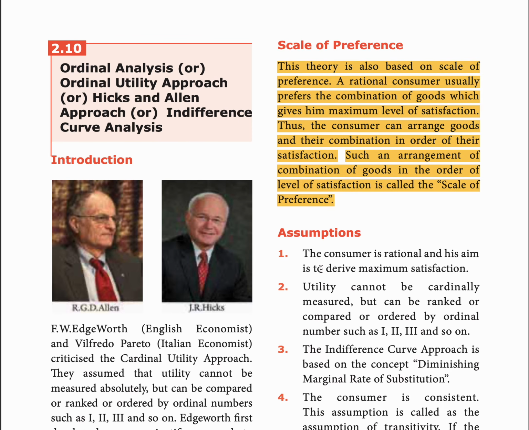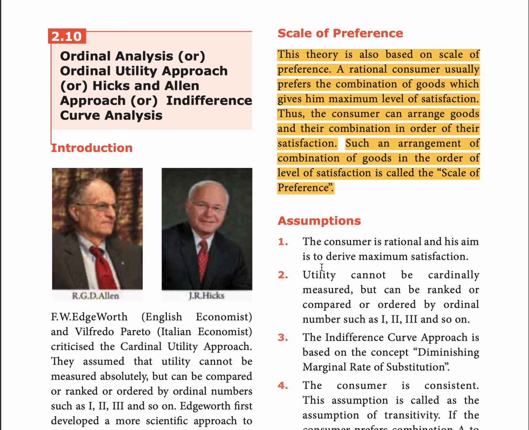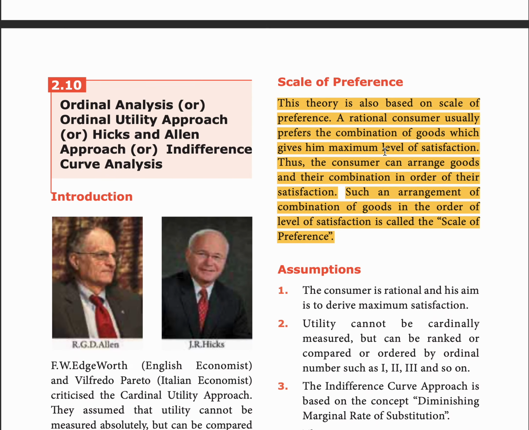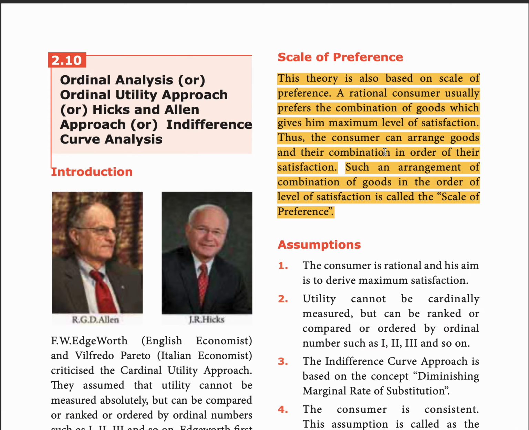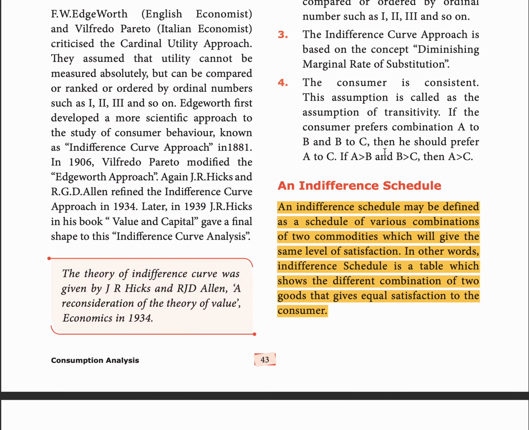Now, friends, another topic is ordinal analysis, the ordinal utility approach. We will understand what is scale of preference. This theory is also based on scale of preference. A rational consumer usually prefers the combination of goods which gives him the maximum level of satisfaction. Thus, the consumer can arrange goods and their combinations in order of satisfaction. Such an arrangement of combinations of goods in the order of level of satisfaction is called the scale of preference. Let's understand it with the help of an example.